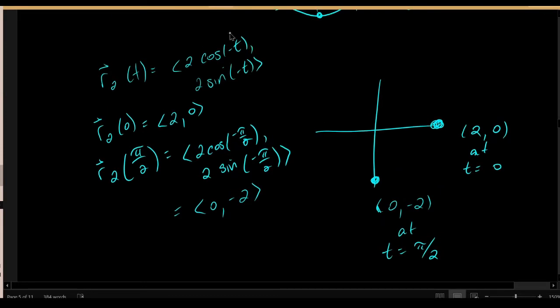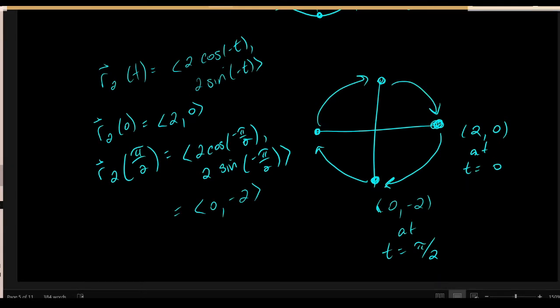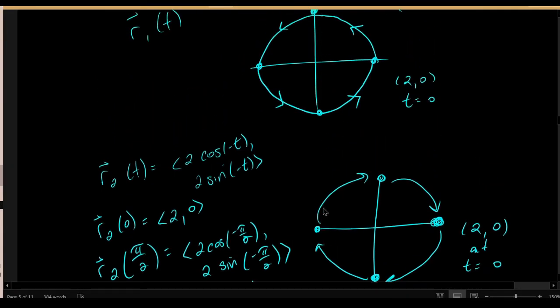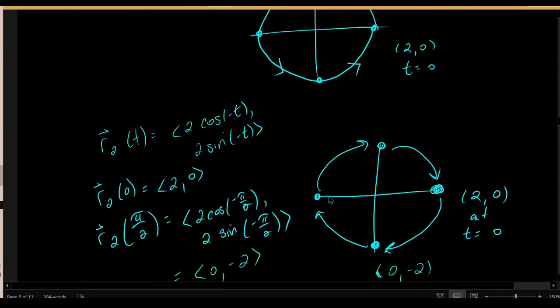Now you can continue inputting different input values to this function and plotting the associated terminal point, but it already seems to me, based on the nature of the formulas that we've been given for the x component and the y component, that this function will also trace out a circle, except this time we are traversing the circle in the clockwise direction. So it creates the same path, but different arrows to indicate that it's being traversed in different directions over time.